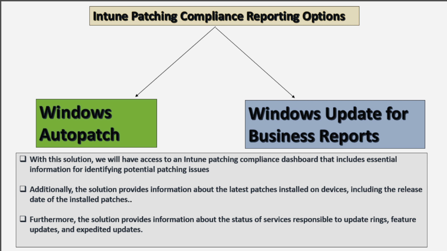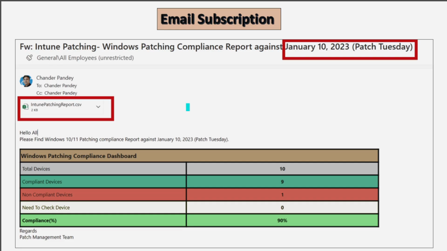Now let me show the email we get after implementing this solution, so that you have a fair idea about what we are talking about and what we are going to achieve by implementing this solution. So when we implement this solution, we get a similar kind of mail where we can see a mail subject called Intune Patching Windows Patch Compliance Report against January 10, 2023, which is a Patch Tuesday. And this date automatically changes whenever there is a new Patch Tuesday available.